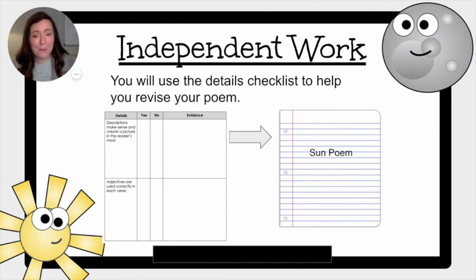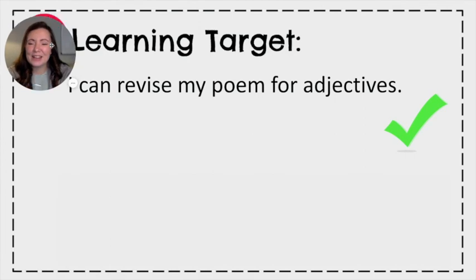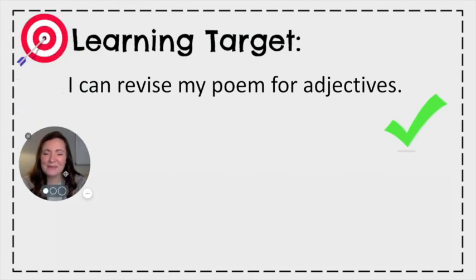Okay, writers, poets, should I say? Go ahead and start reading that poem. Then add in your adjectives before you check that work and reread it. Once you've done this and added your adjectives, you'll be able to check off today's learning target. Today's learning target said, I can revise my poem for adjectives. And that's just what you're doing. You're taking your poem and you're adding adjectives.